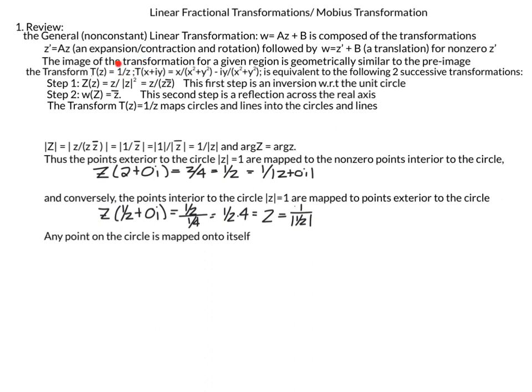Also, if you have 1 over z and z is outside the unit circle, in other words its magnitude is greater than 1, then when you divide 1 by something greater than 1, you're going to get something interior to the circle, something less than 1. So its magnitude is less than 1 and it's inside the unit circle.